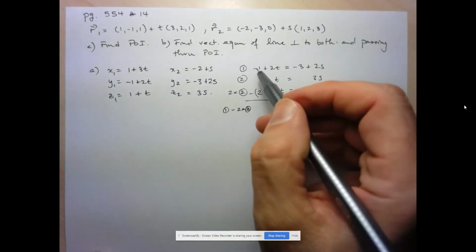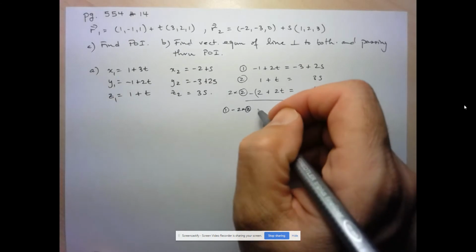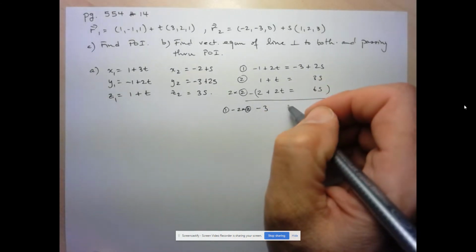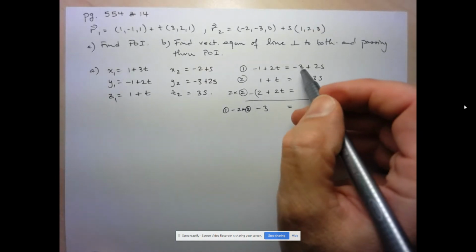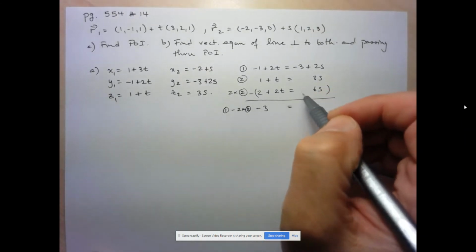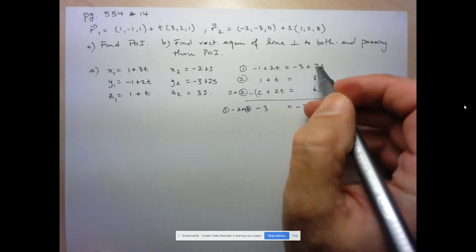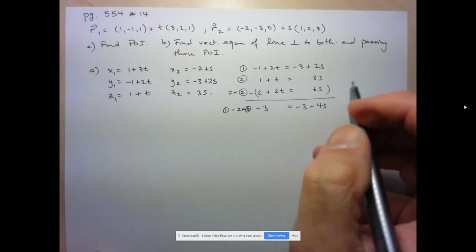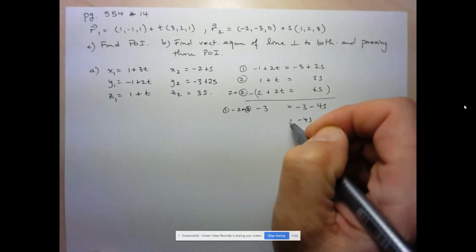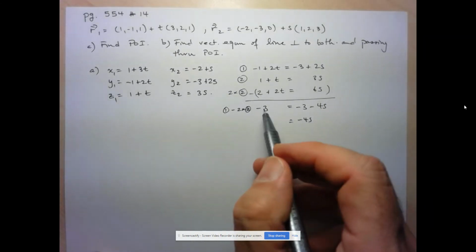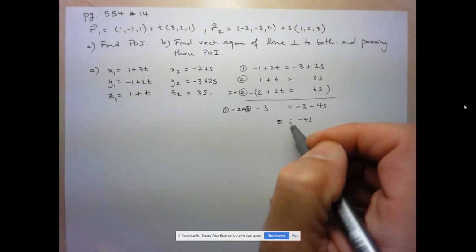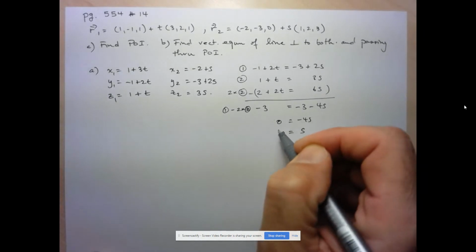Here we have -1 minus 2 is -3. 2t minus 2t is 0. And then here we have -3 minus nothing, so -3. And then 2s minus 6s is -4s. And here I end up with -4s equals, well, -3 plus 3, when I bring that to the other side, is just going to be 0. So that means s is equal to 0.